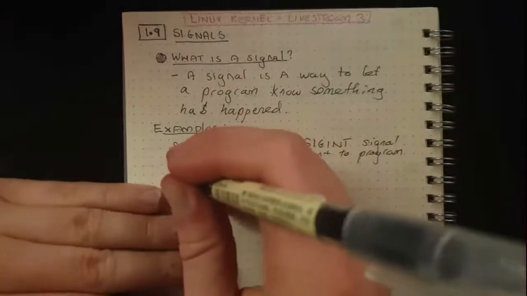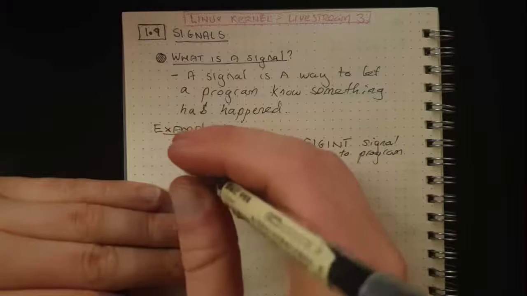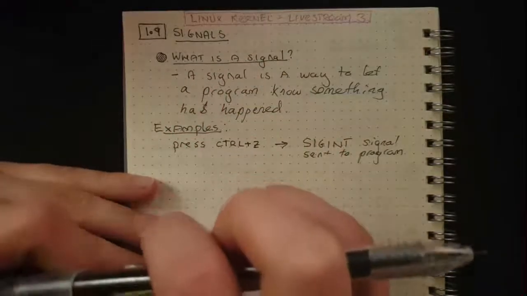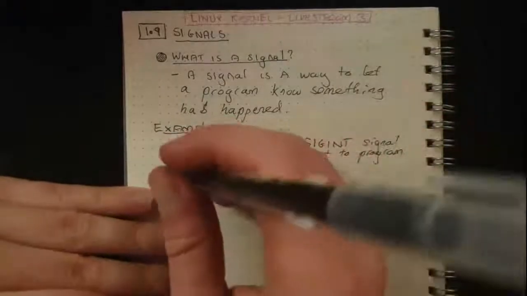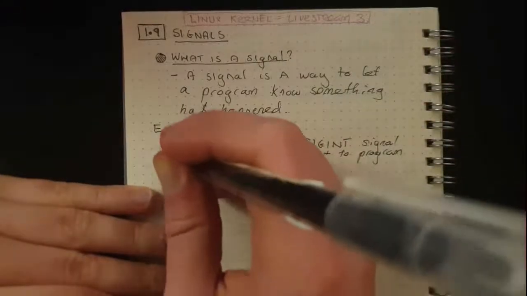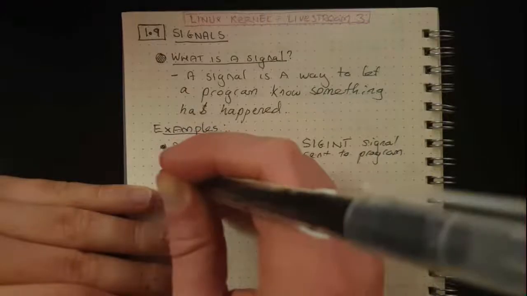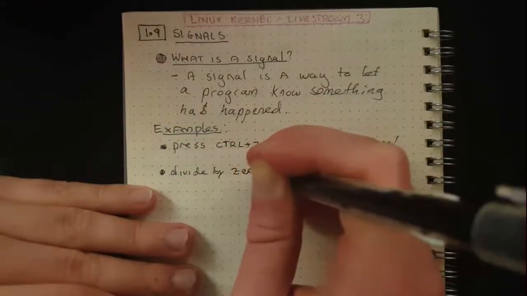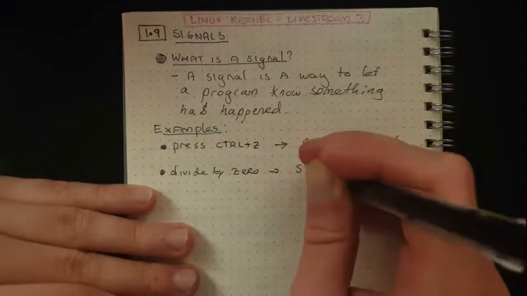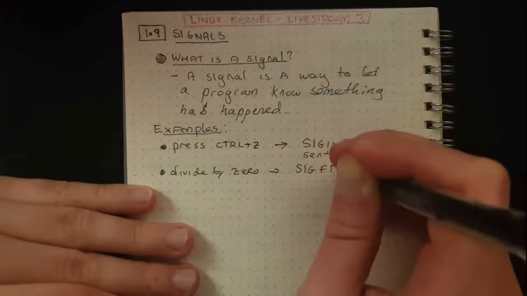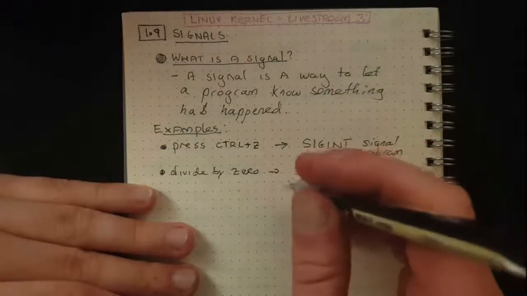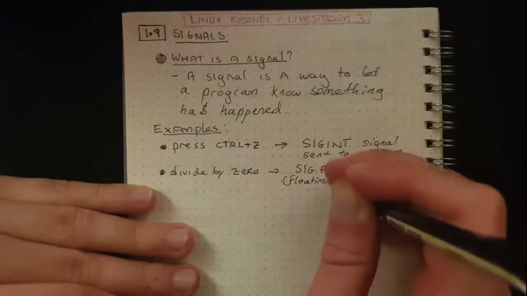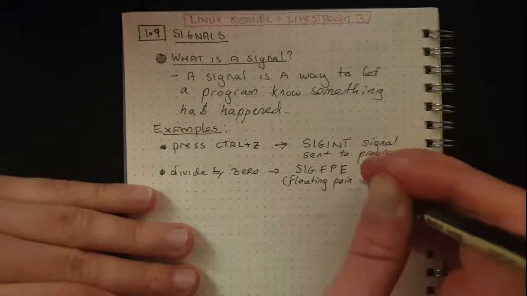Remember, if a process divides by 0, it sends the signal SIGFPE, for floating point exception.